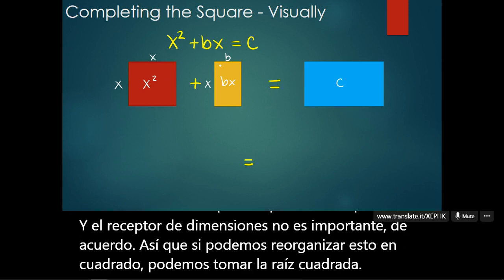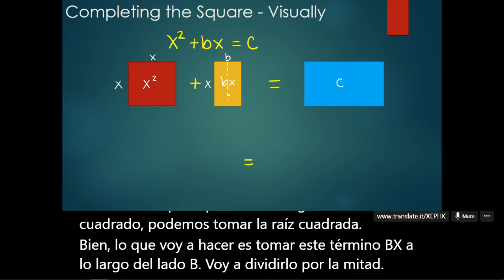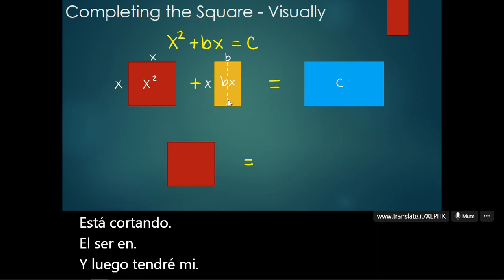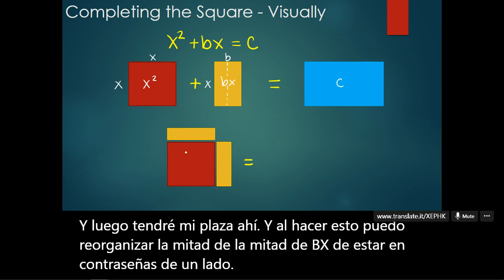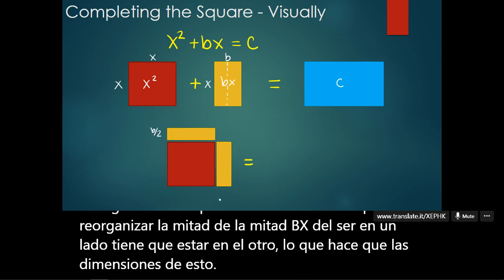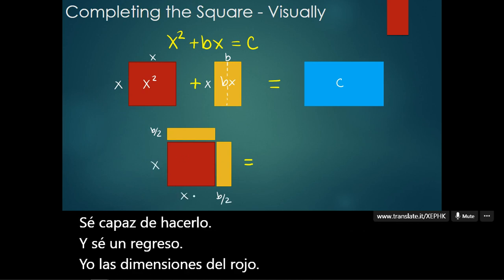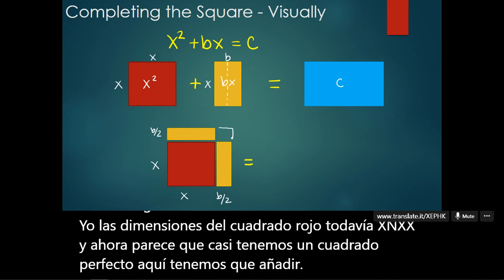All right, so what I'm going to do is take this bx term, and along the b side, I'm going to split it in half. It's cutting the b in two. And then I'll have my square right there. And by doing this, I can rearrange half of the bx, half of the b on one side, half of the b on the other, which makes the dimensions of this b over 2 and b over 2. The dimensions of the red square are still x and x. And now it looks like we almost have a perfect square here. We need to add in some missing area, all right?